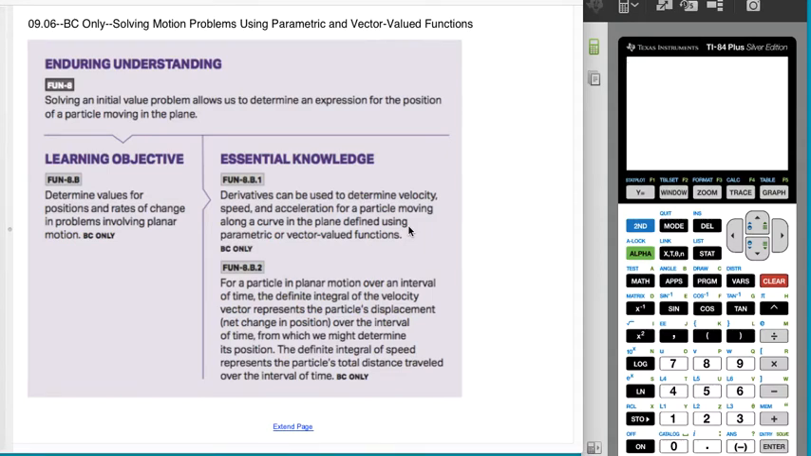All right, this is AP/BC Calculus. We're doing Unit 9, Section 6. This is a BC only topic. We are talking about solving motion problems using parametric and vector valued functions. So let's just jump right on in.